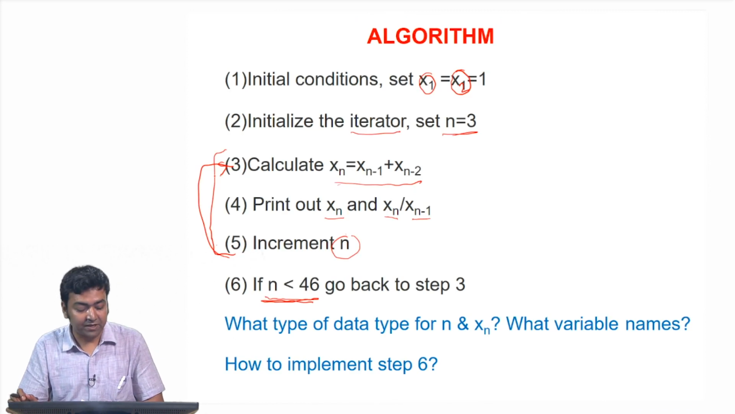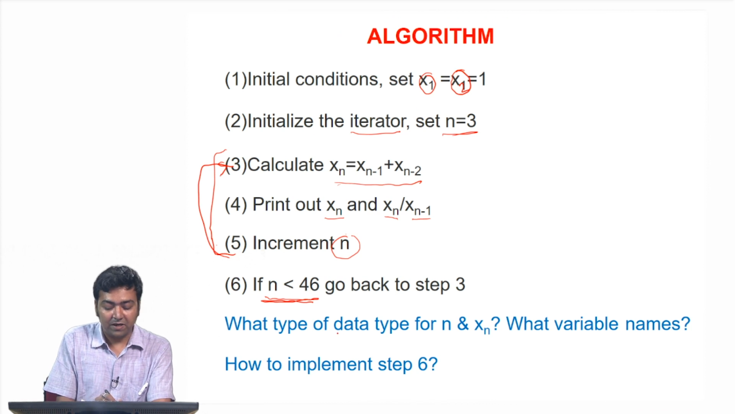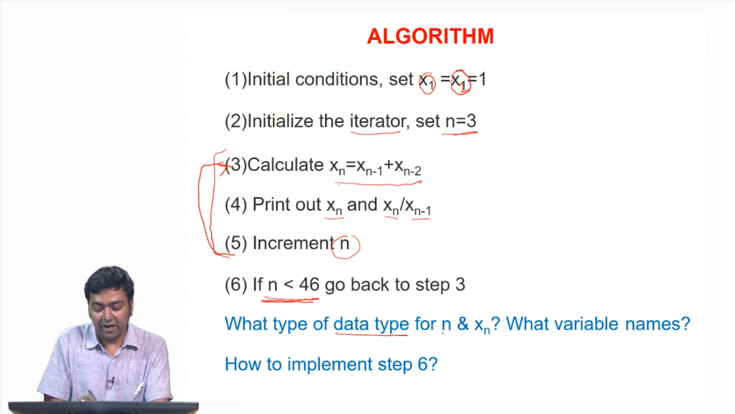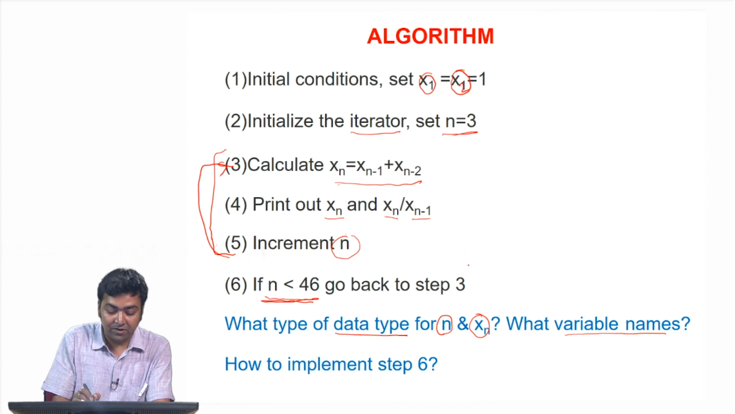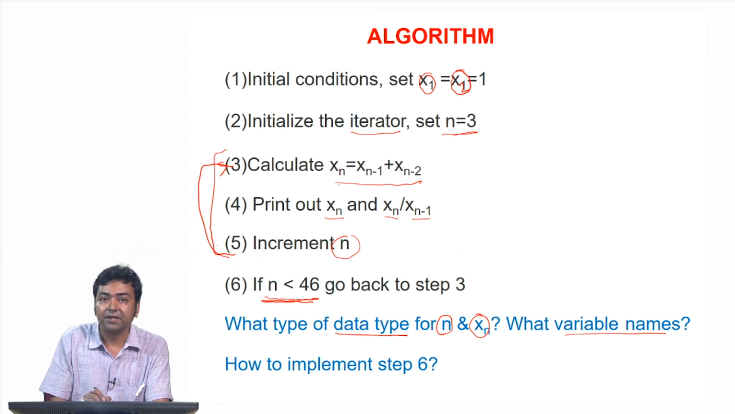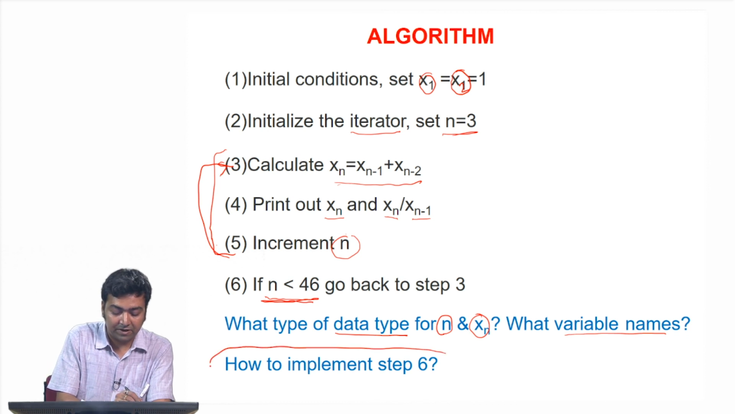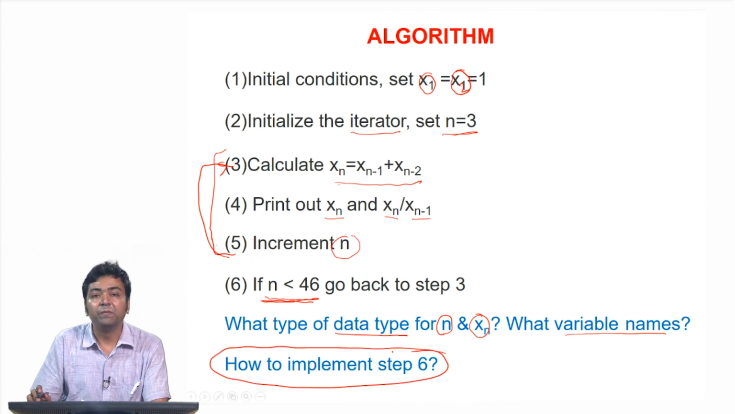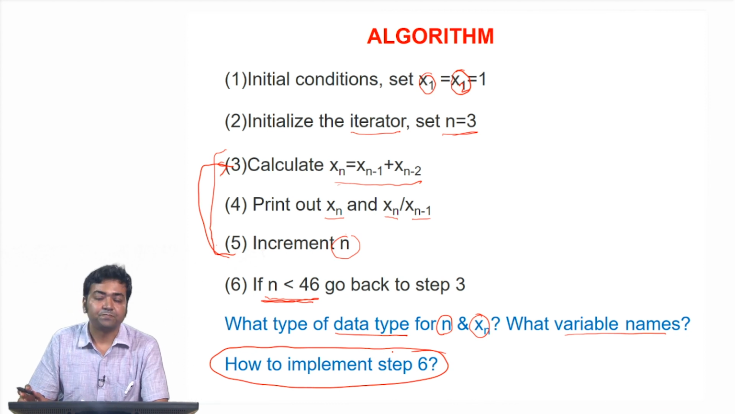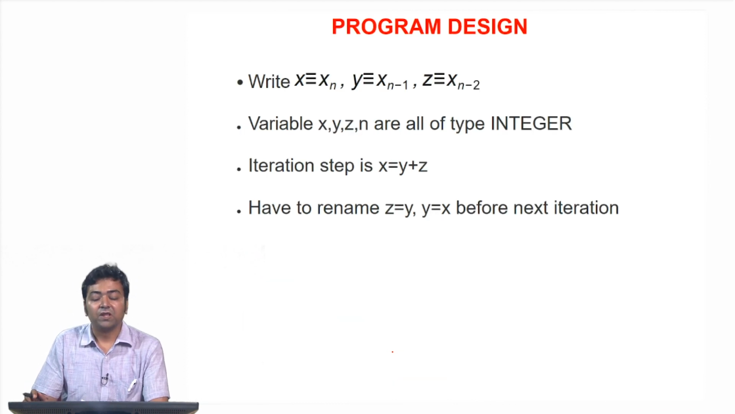So, the questions here are: what will be the data type for n and xn, and what variable names can we use? These two we have already seen in the previous part, and the new thing which we are going to learn in this example is how to implement step 6. So, the program design will look as follows.